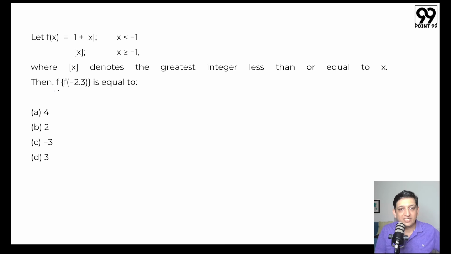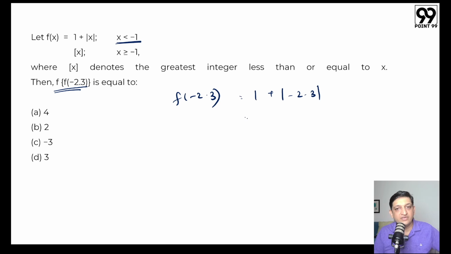Now we have been given a function f of f of minus 2.3. So first I will have to figure out what is f of minus 2.3. Now because minus 2.3 is a number that is less than minus 1, my answer here is going to be equal to 1 plus mod of minus 2.3, which is going to be equal to 1 plus 2.3, or I will be able to say 3.3. Now what does that mean? My answer is going to be f of 3.3.